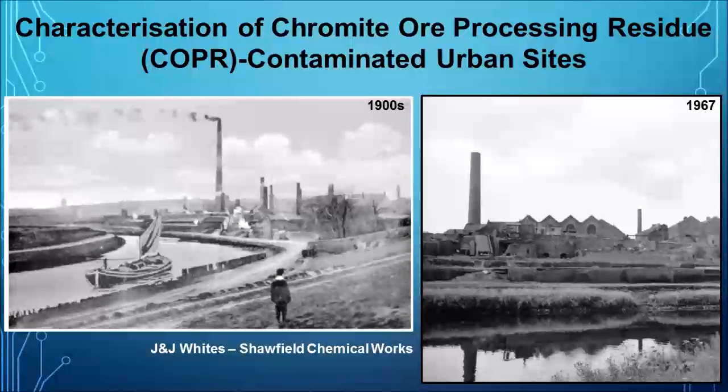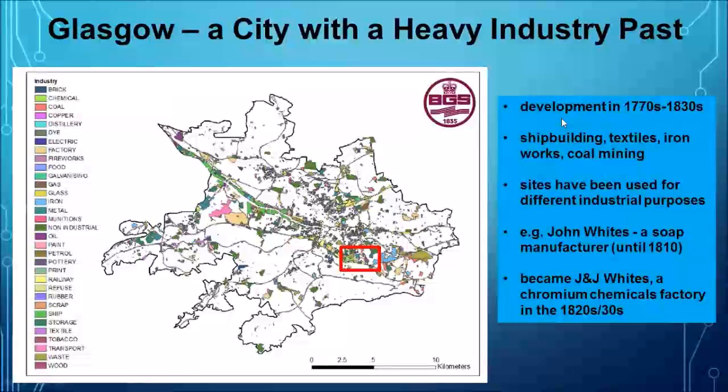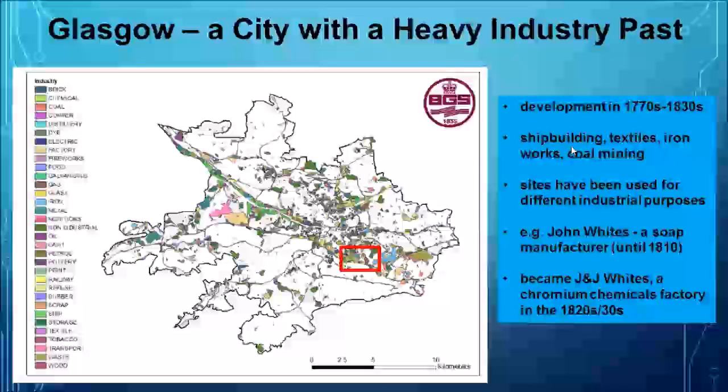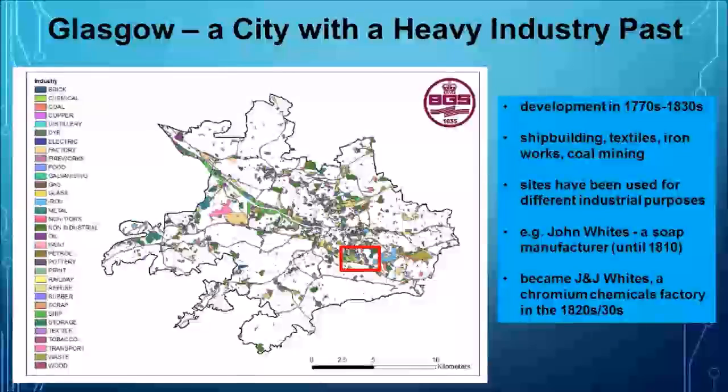This is typically true of the Glasgow area, with a lot of the development taking place as early as the 1770s. A major period of their development was between the 1770s and the 1830s. This included things like shipbuilding, textiles, the iron workings and coal mining. And this map here from the British Geological Survey shows the industrial usage of many sites right through to the current time.